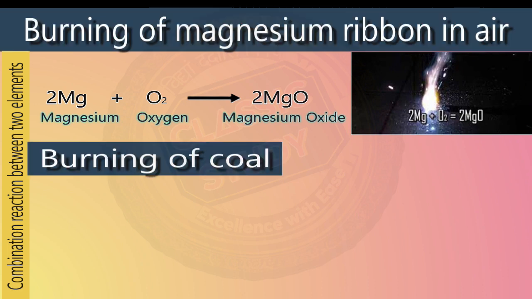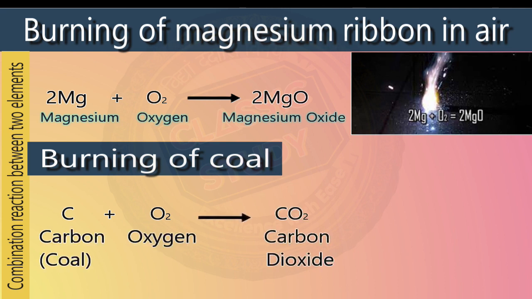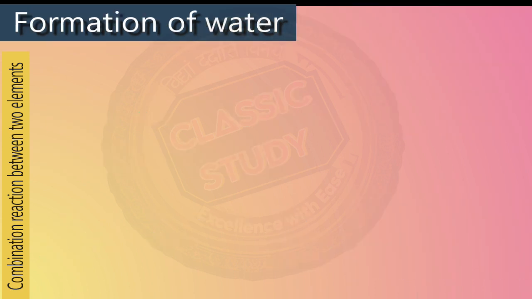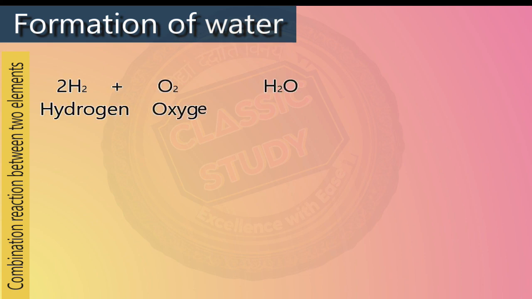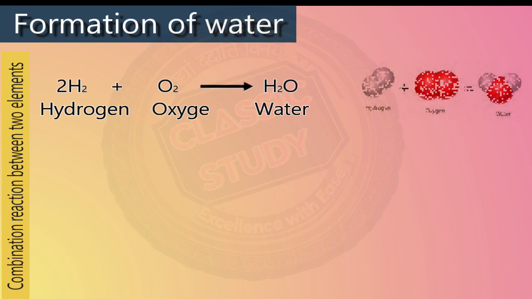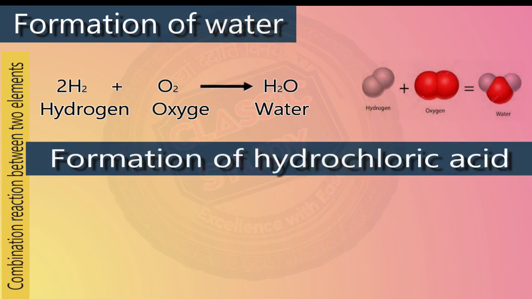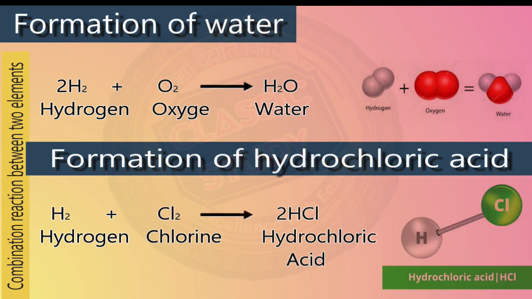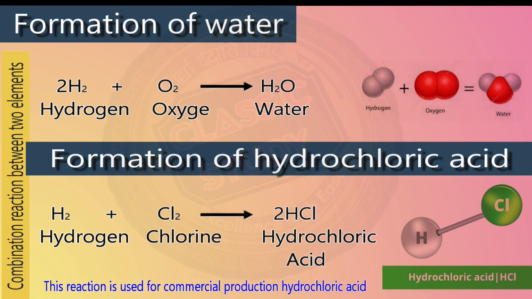Next is burning of coal. Carbon or coal combines with oxygen to give carbon dioxide. Next is formation of water. Hydrogen plus oxygen gives water. 2H2 plus O2 gives 2H2O. Formation of hydrochloric acid. H2 plus Cl2, hydrogen and chlorine, gives 2HCl, hydrochloric acid. This particular reaction of formation of hydrochloric acid is used for commercial production of hydrochloric acid.